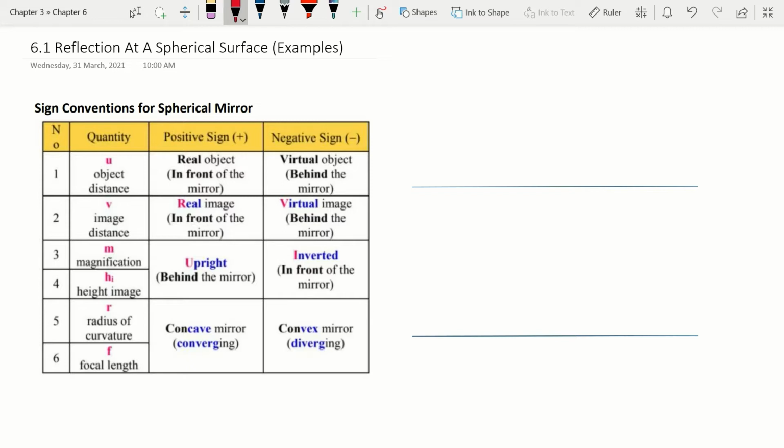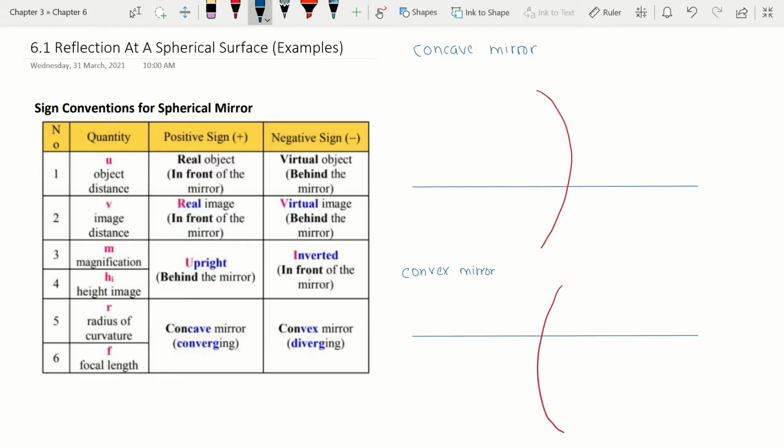In this video, I'm going to explain the examples in our tutorial notes on reflection at a spherical surface. Before I explain the examples, I would like to re-explain the sign convention for spherical mirrors. As we learned in this chapter, there are two types of mirror, concave mirror and convex mirror. This is a concave mirror and this is a convex mirror.